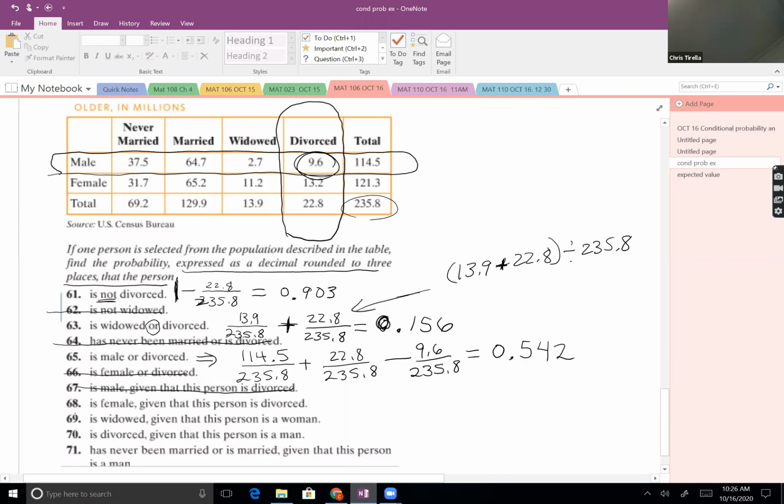Next one says the person is a female, given that person is divorced. So over here, given that person is divorced, I am restricting my thinking to only the divorced people. So is everybody all right here? My entire sample space is the divorced people. So my denominator is 22.8. Of those 22.8, how many are female? 13.2. So I'm going to take 13.2 and divide it by 22.8. And is anybody else getting 0.579?